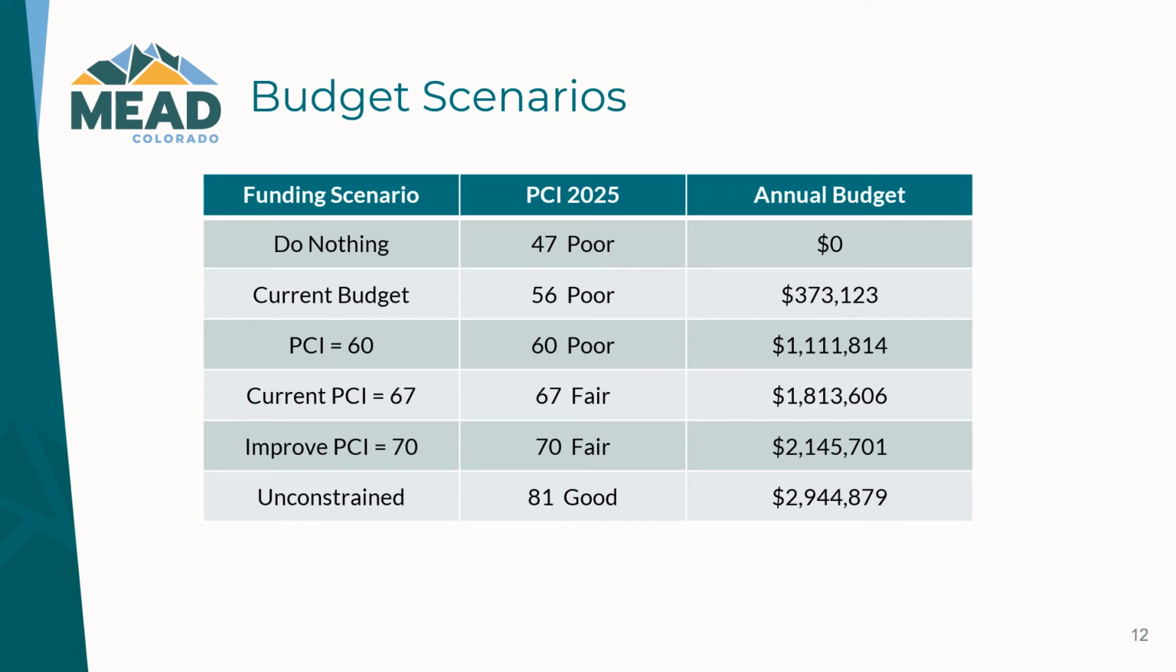We increase a little bit of annual budget to maintain a PCI of 60 in 2025. That would be 1.1 million per year. If we want to maintain the current PCI of 67 in the fair category, the annual budget needed is 1.8 million. To improve our PCI to a 70, that annual budget is 2.1 million. And again, the unconstrained brings us up to an 81, which brings us up to the good category. That would be a 2.9 annual budget.